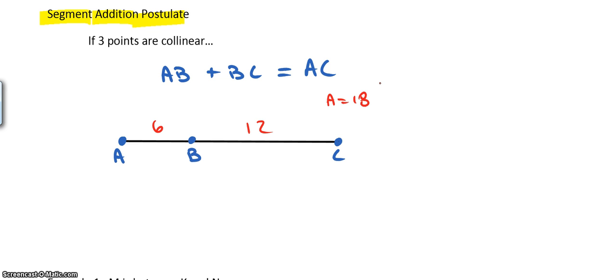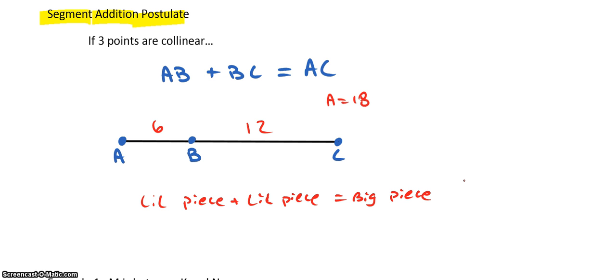Now, segment addition postulate is the fancy mathematical term for it, but an easy way to remember it is simply little piece plus little piece equals big piece. That's kind of what helps me learn. It's pretty self-explanatory. Take the two small pieces, add them together, you get the larger piece. Segment addition postulate is the correct mathematical term.